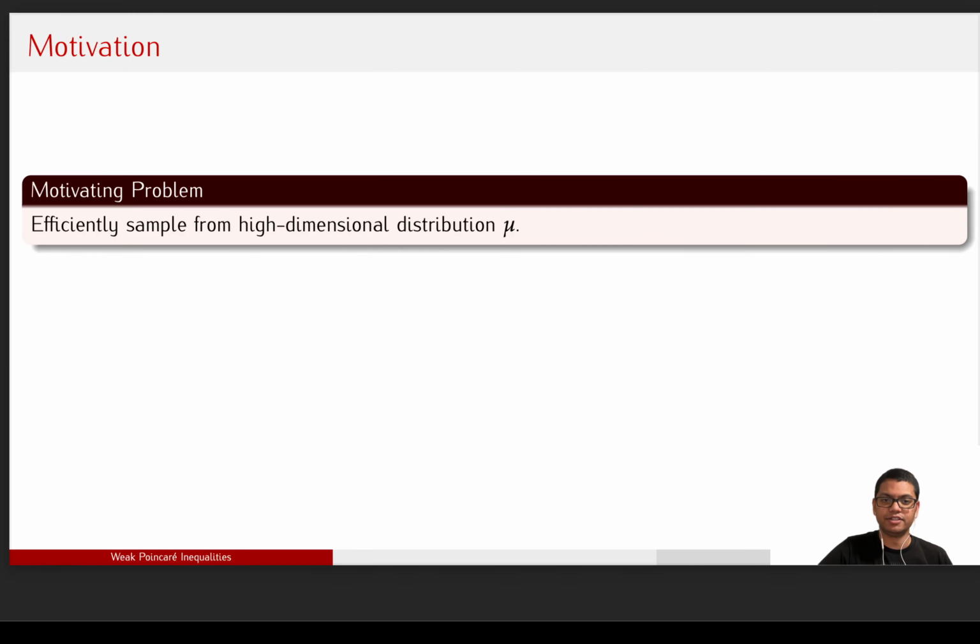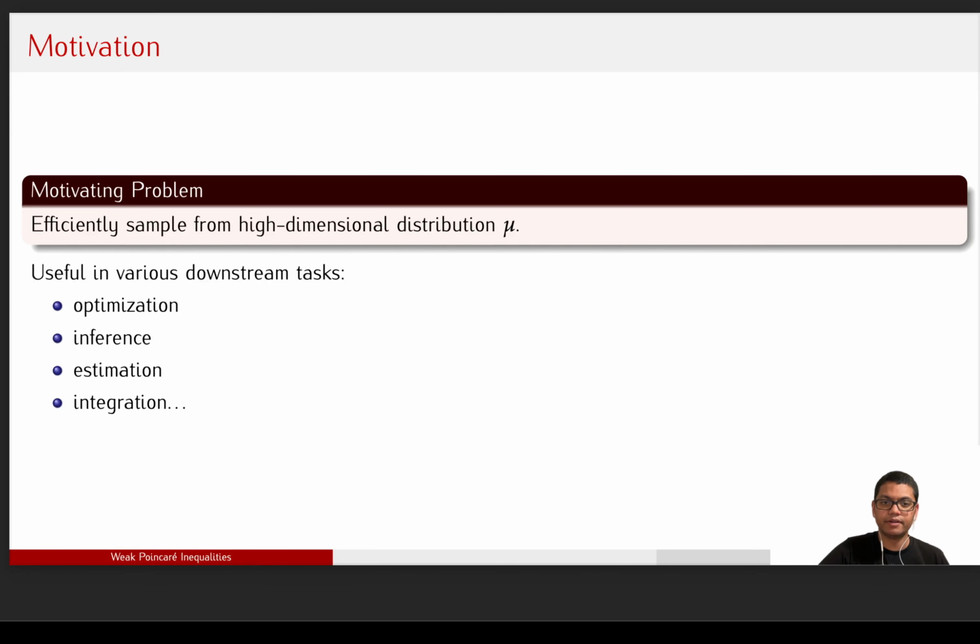Okay, so as motivation, consider the problem of sampling from a high dimensional distribution mu with an efficient algorithm. This sort of problem comes up a lot across various algorithmic domains and is useful for a wide variety of downstream applications to optimization, inference, estimation, integration, and more.